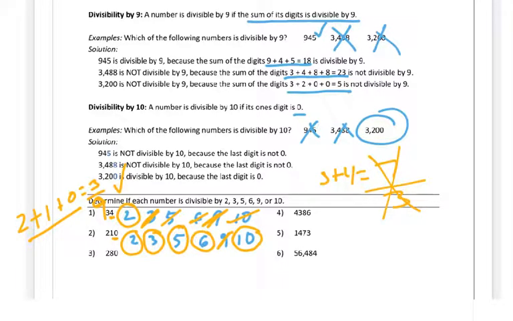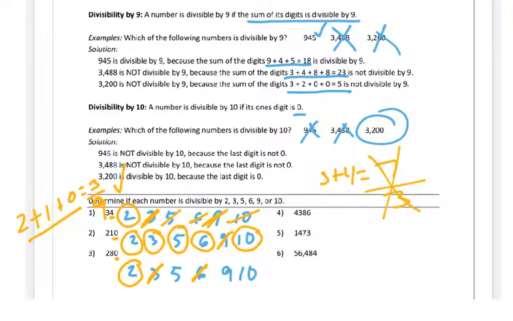So we're going to write out 2, 3, 5, 6, 9, and 10. Does it end in a 0, 2, 4, 6, 8? Well, yes, it ends in a 0, so that is true. To test for divisibility by 3, 2 plus 8 is 10, and because 10 is not divisible by 3, neither is the number. By the way, because 3 is not correct, that means that 6 is out.